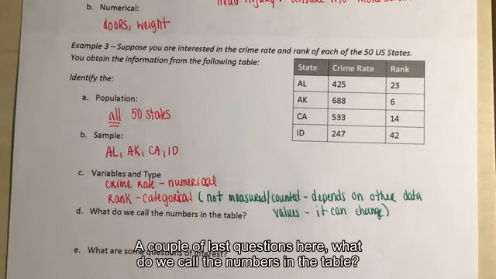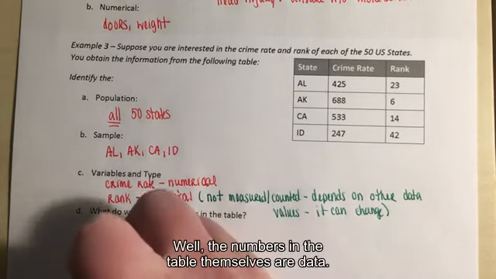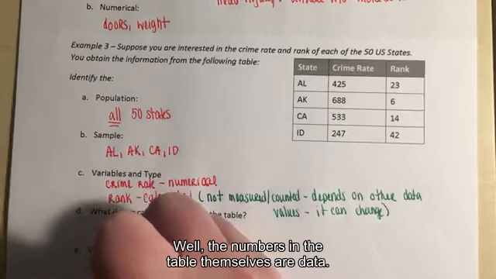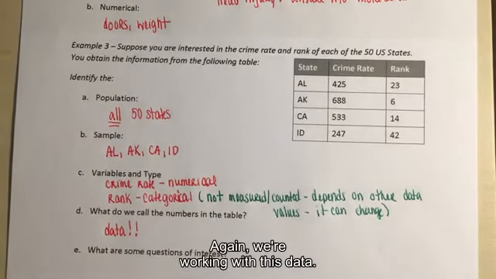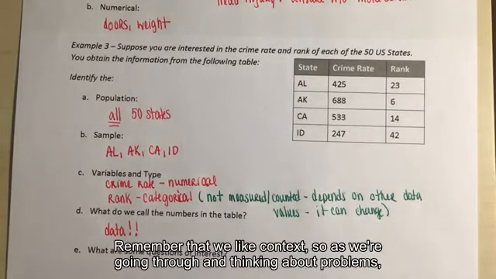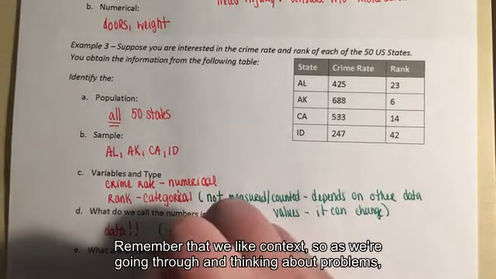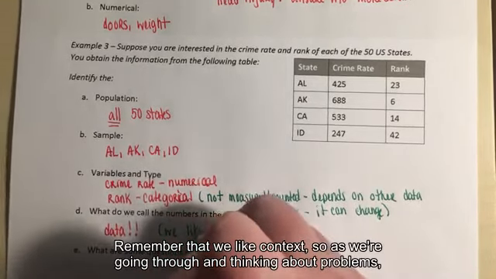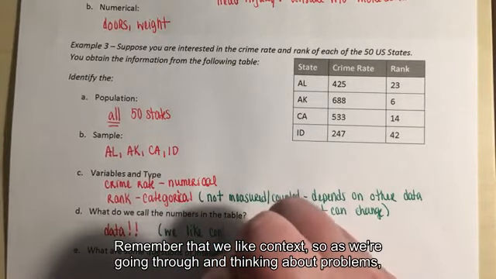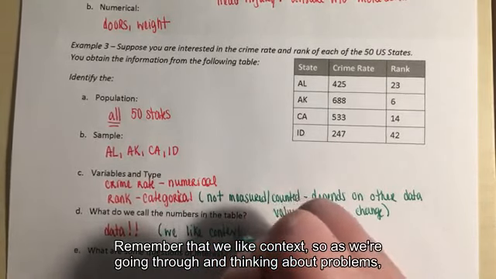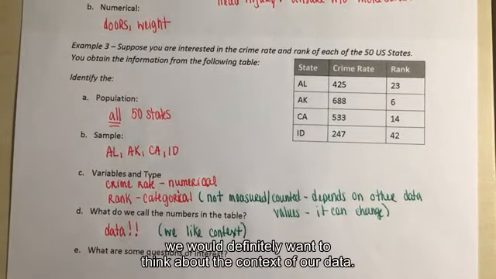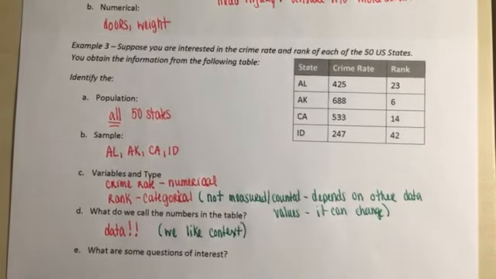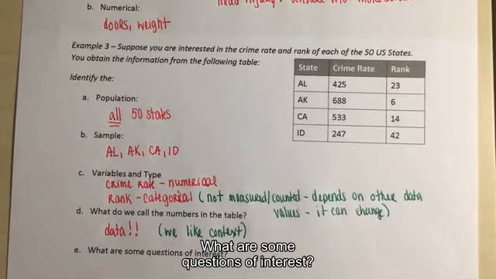All right, a couple last questions here. What do we call the numbers in the table? Well, the numbers in the table themselves are data. Again, we're working with this data. Remember that we like context. As we're going through and thinking about problems, we would definitely want to think about the context of our data. What are some questions of interest?